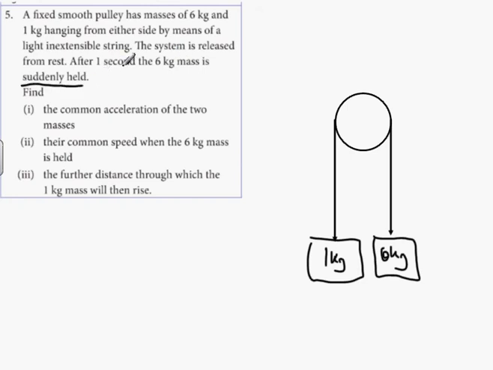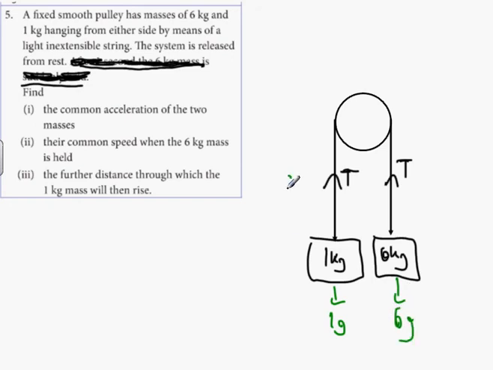So that's interesting, right? Find the common acceleration of the two masses. So, see this extra information here? That doesn't matter for the time being because it doesn't affect how we do part 1. Part 1 is still the same as the last question, so we're going to drive ahead with what we did for the last question, okay? Tension goes upwards. Weight goes downwards as 1g and 6g. Acceleration goes upwards for 1g and downwards for the 6g.